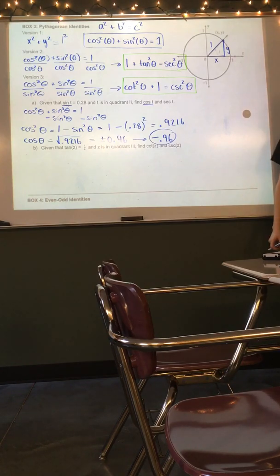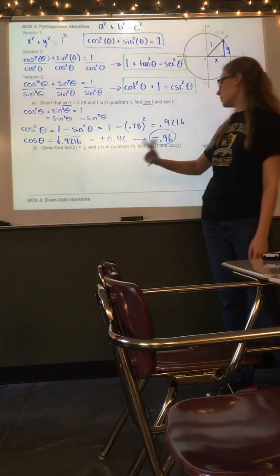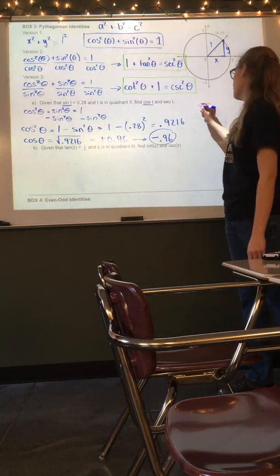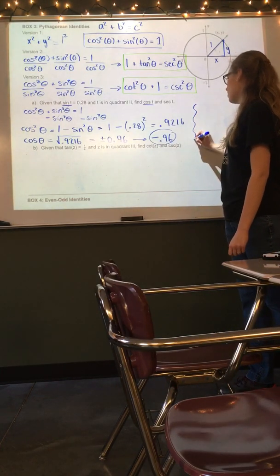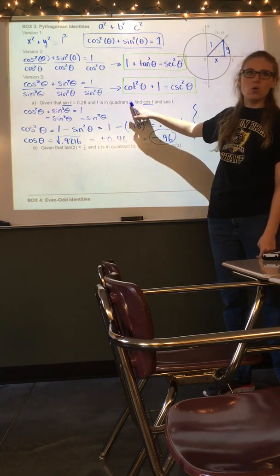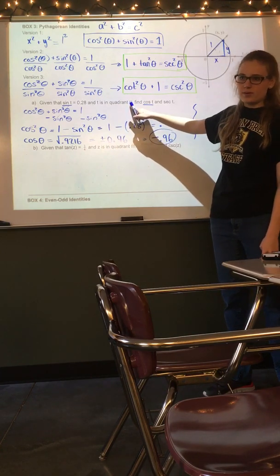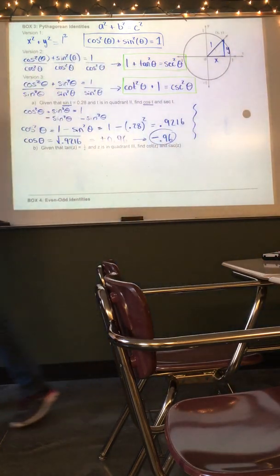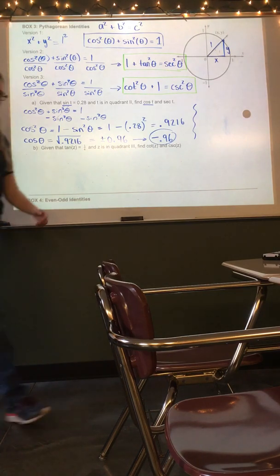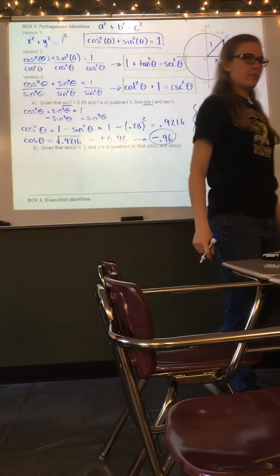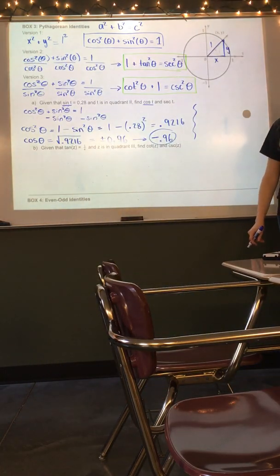Is that the answer to cosine or the answer to sine? The answer to cosine. Why do we do negative? Because we're told that the angle is in quadrant 2. Cosine, remember, is the x values, and in quadrant 2, all my x values are negative. But if it was sine, then it would be positive, because sine is positive in quadrant 2.